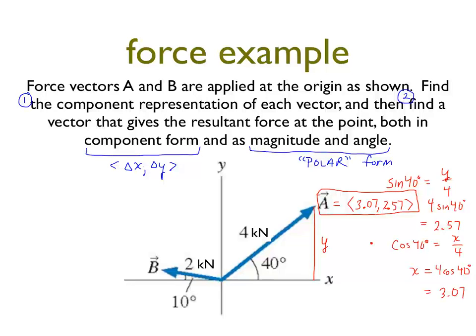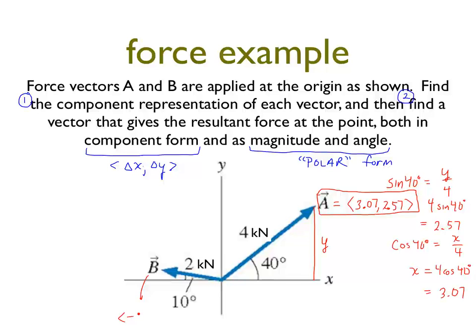Component form. So now we got A both in the polar form, magnitude of 4 kilonewtons and 40 degrees. That's the polar form. And then component form, 3.07, 2.5. So I trust that you guys can do B, so let's just write what B is here. So somebody has it. What is it? Nobody got B?